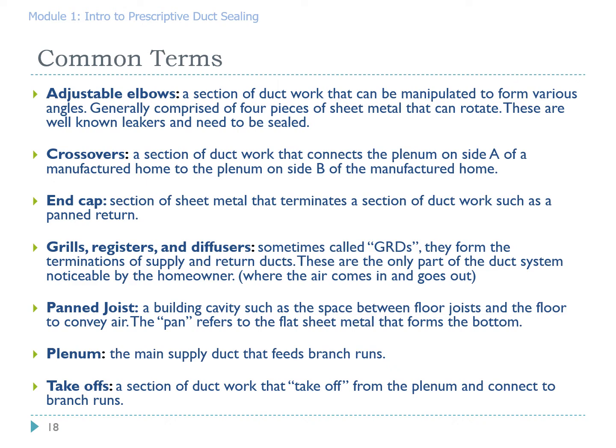Pan joists, they can be very difficult to seal, and we'll cover them later. It's a building cavity, such as the space between floor joist and the floor to convey air. The pan refers to the flat sheet metal that forms the bottom of the duct system. Plenum, that's the main supply duct that feeds the branch runs. Takeoffs, that's any section of ductwork that takes off the plenum.